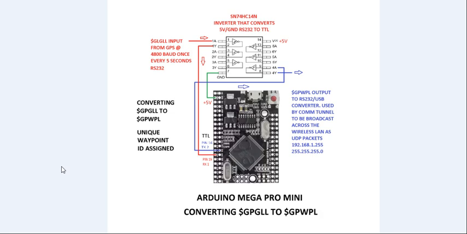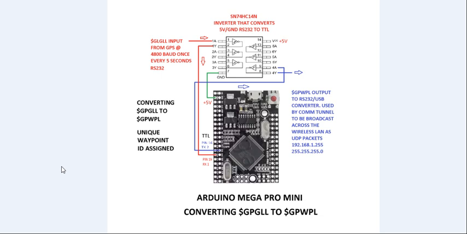Okay guys, in today's video I'm going to go over how to use an Arduino Mega to convert a GPGLL sentence to a GPWPL sentence. I'm doing this for my next project. It's part of it, and it's complicated enough I didn't want to confuse the main subject, so I'd give this its own video. I'm just going to go over this operation real quick.